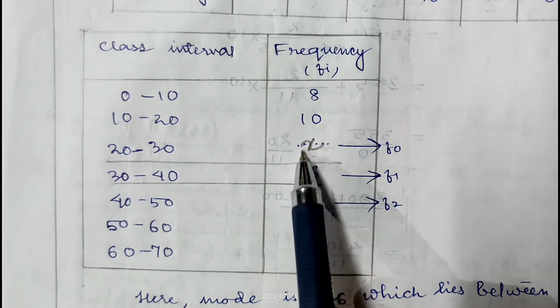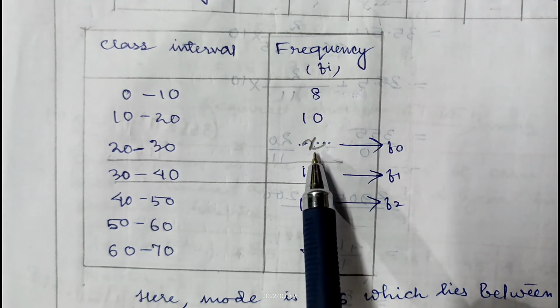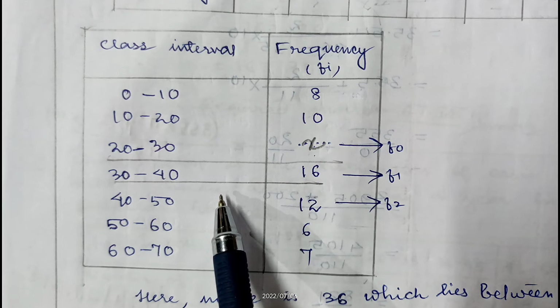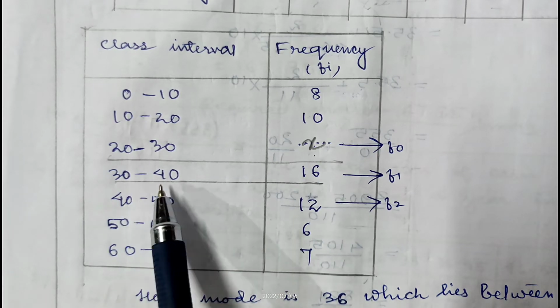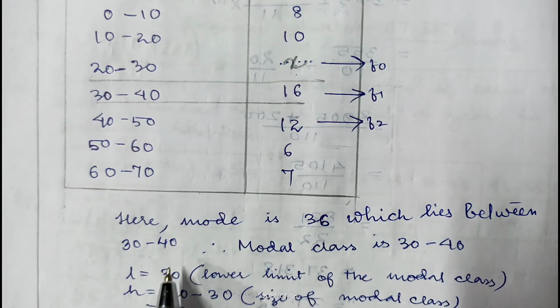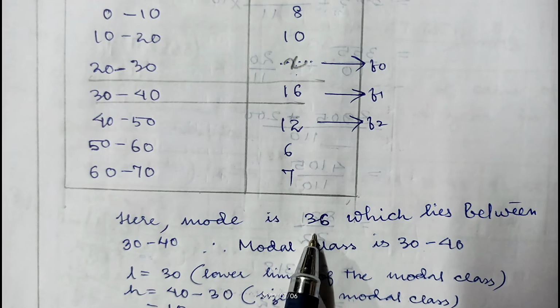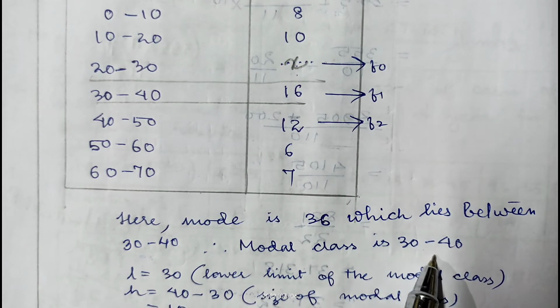We can consider this one to be x. From these given frequencies, we cannot say which is the highest frequency as this value is missing. But in the question it is given that the mode is 36, and 36 lies between 30 to 40. So the modal class is 30 to 40.